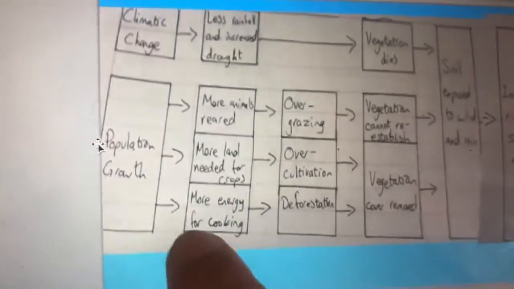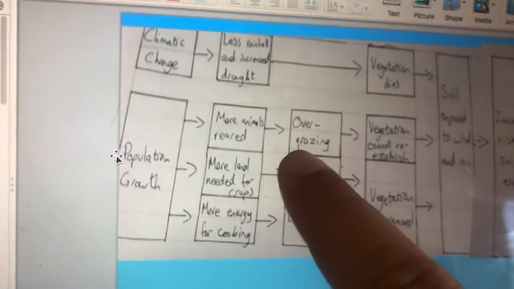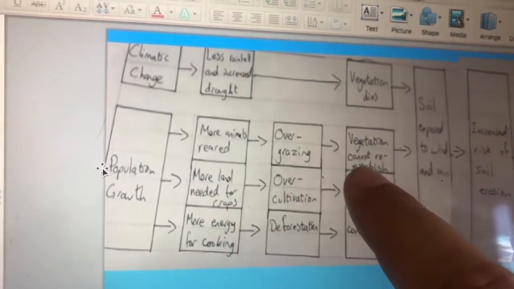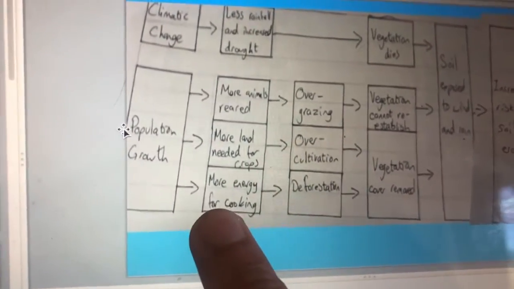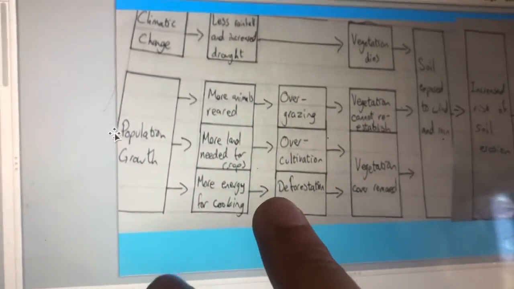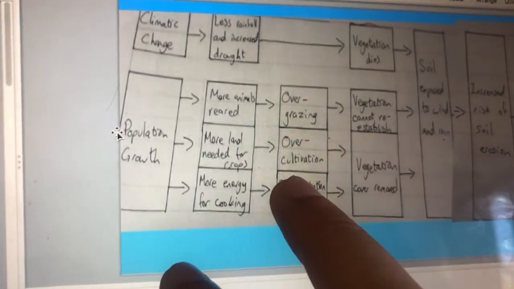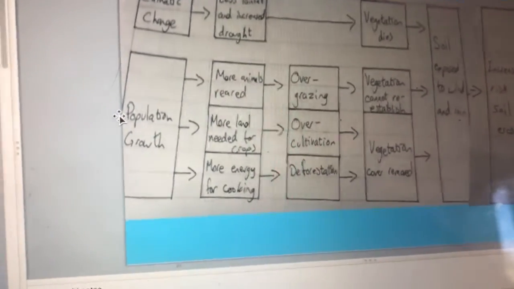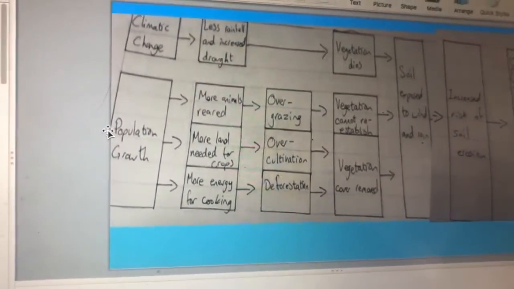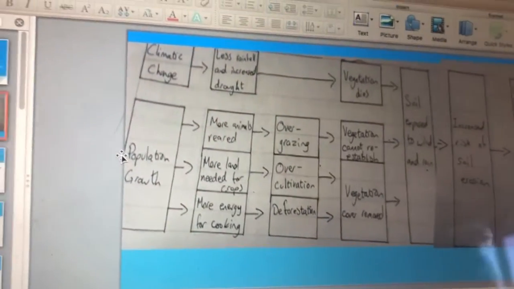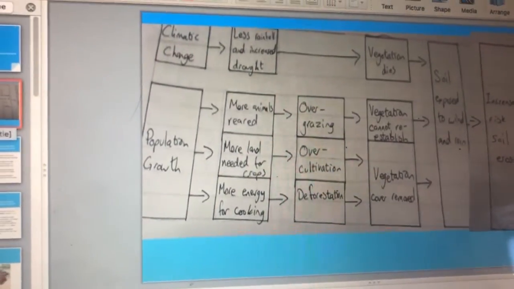And this is the same with population growth here. So more animals eat everything. So overgrazing, vegetation cannot regrow, okay? More land needed for crops, more energy for cooking. So deforestation to create that energy, more land needed, so overcultivation, so farming too much, and that ends up with the vegetation removed, and again, soil exposed, soil erosion, desertification at the end there, okay? If you have any questions about that, come and see me, or just send me an email.